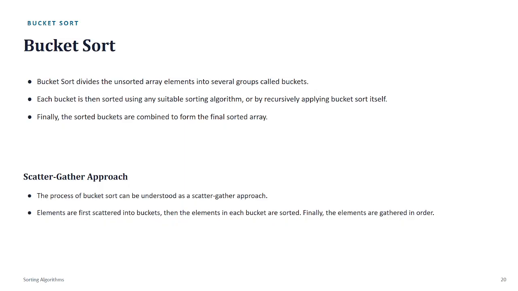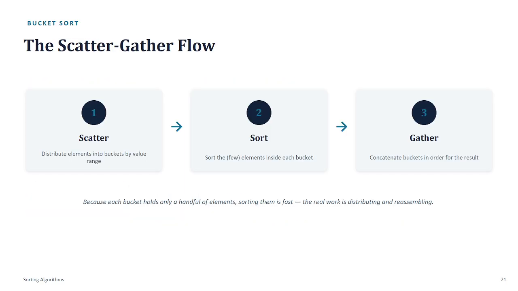Next one is the scatter and gather approach. Here the entire algorithm can be remembered using three simple steps. First, distribute the elements into the buckets. Second, sort the elements of each bucket, and finally combine all the buckets in sequence to obtain the sorted output. So first distribute the elements, then sort them, and finally combine them in sorted format from all buckets.